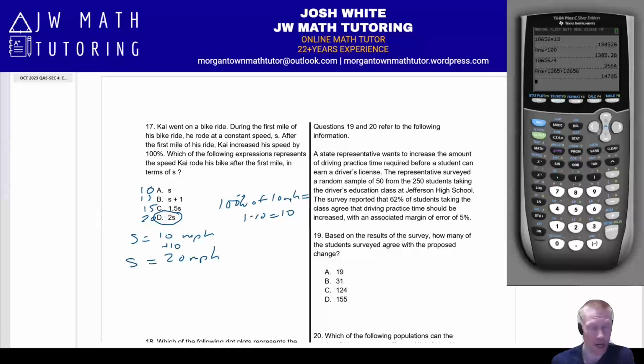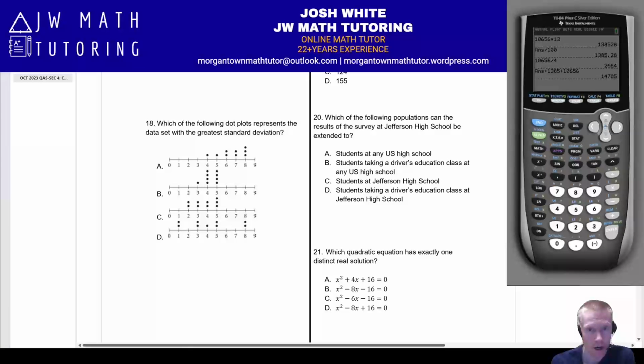Basically, the theory behind this is that when you increase a value by 100%, you're essentially doubling the value. That's why the answer is 2S. Because you're starting with some amount, 100% of that is the same amount, and when you add them both together, you now have 2 of that original starting amount. So again, doubling something is the same as increasing it by 100%.